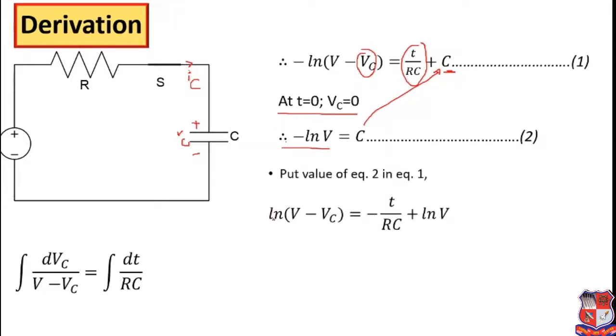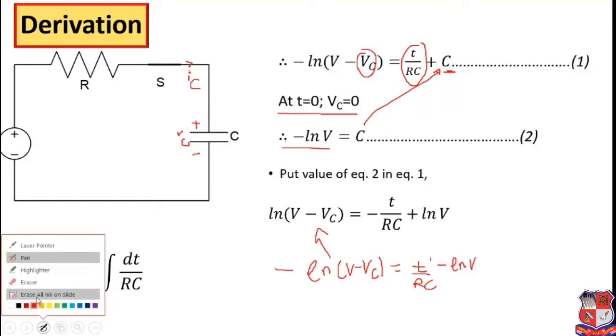You will get the answer to be ln of V minus Vc equals minus t by RC plus ln V. This is very simple because when you keep the value of c over here, the equation would be like this: minus ln of V minus Vc equals t by RC minus ln V. We take this negative sign on this side, so it will become this way. This negative sign is taken over here, so this t by RC will be negative and ln V will become positive. I hope that you have understood it here.